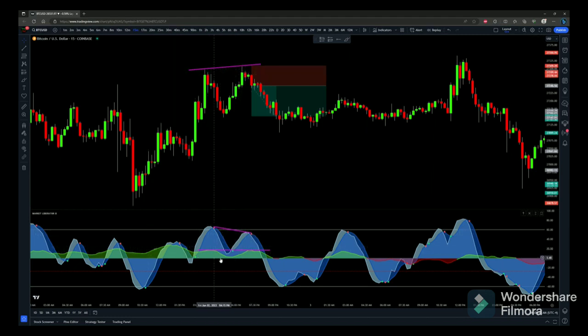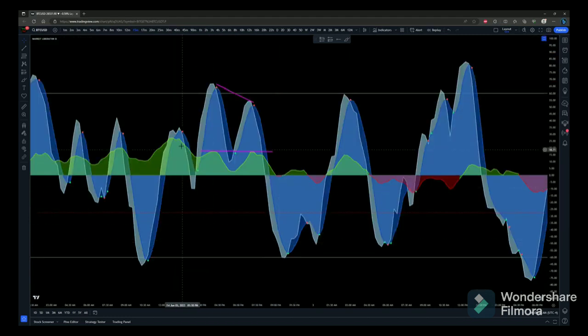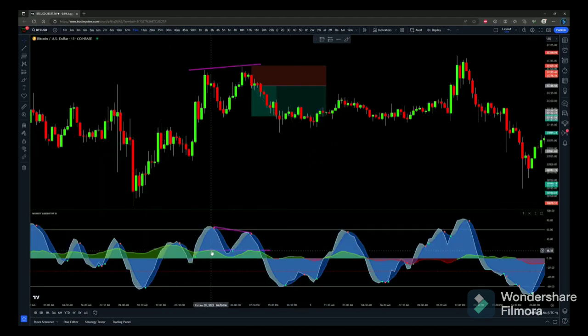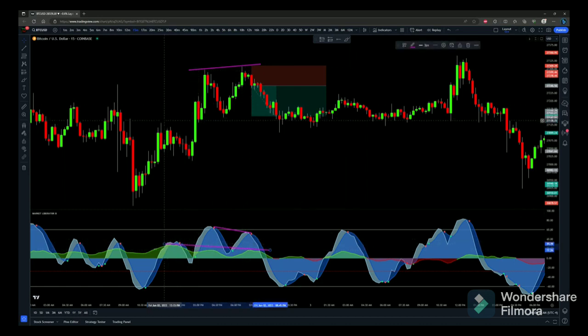And then this green wave as well. We can see lower highs on this green wave, but each time price actually makes a higher high. So that's a regular bearish divergence. We have it here as well. From this high here, this high here, this high here, we're getting higher highs on price, but lower highs on this green wave, lower high on this blue wave here. Okay, so that's a regular bearish divergence.